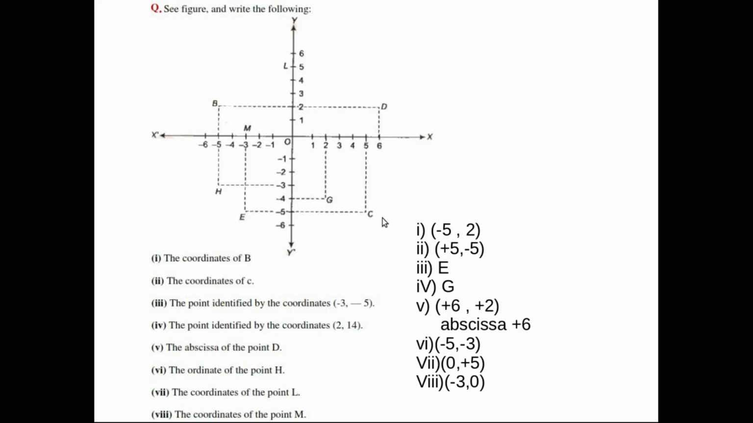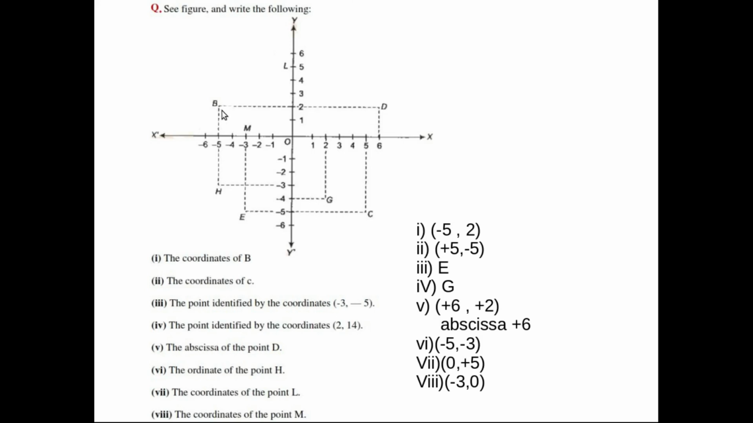So different points are given here. You need to name the coordinates, and then coordinate points are given, and you need to name the point. So first one is the coordinate of point B, right? Where is B? Okay, here. So you need to name the coordinate of point B.